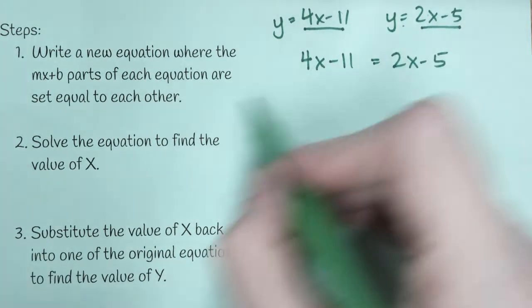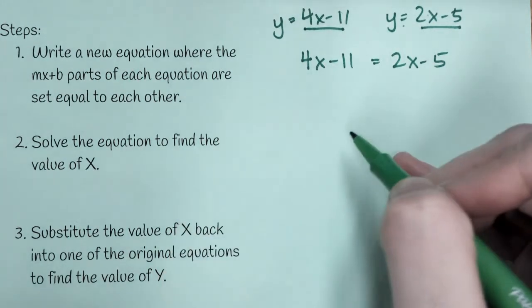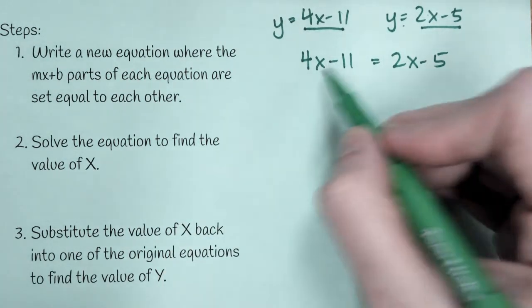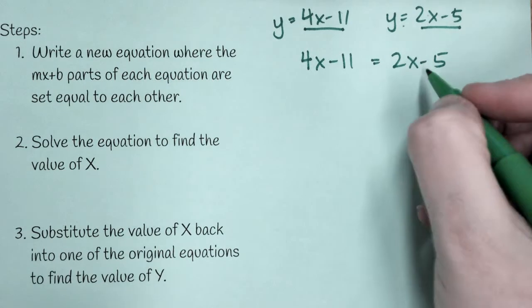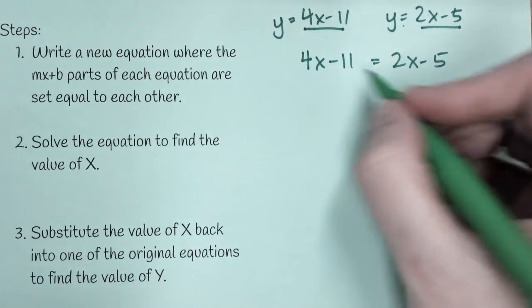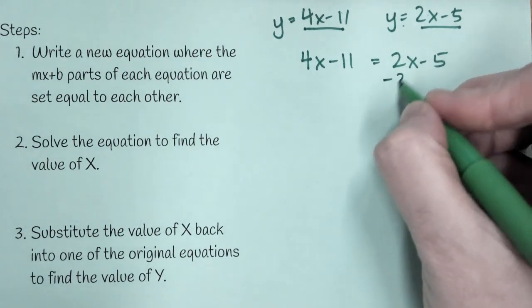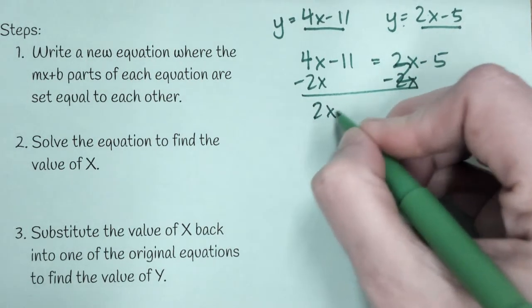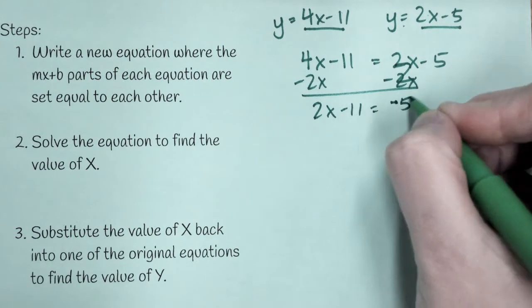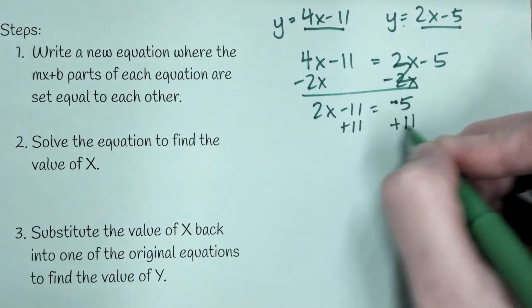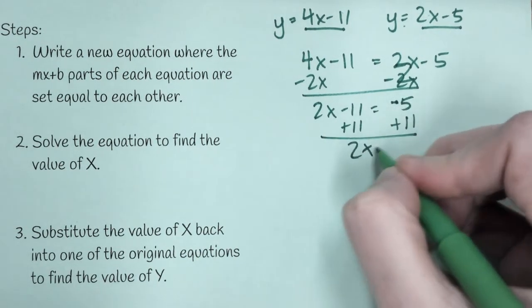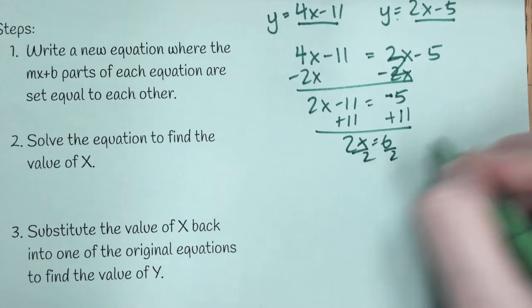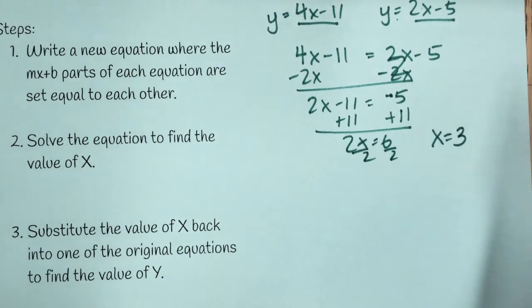Okay, now that I've got them set equal, I'm going to solve to find the value of x. I'm simply going to do what I would normally do. I'm going to get the x's on the left and the numbers on the right, and solve for x. So I'm going to subtract 2x from both sides. I get 2x minus 11 equals negative 5. Add 11 to both sides. I get 2x equals 6. Divide both sides by 2, and I get x equals 3.